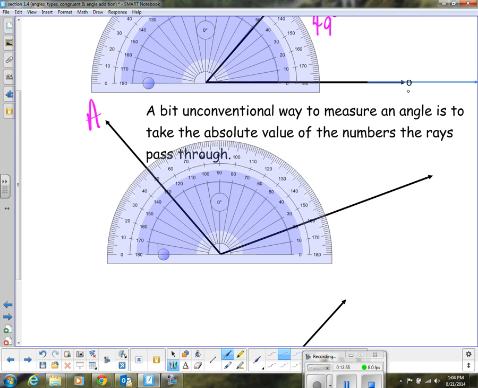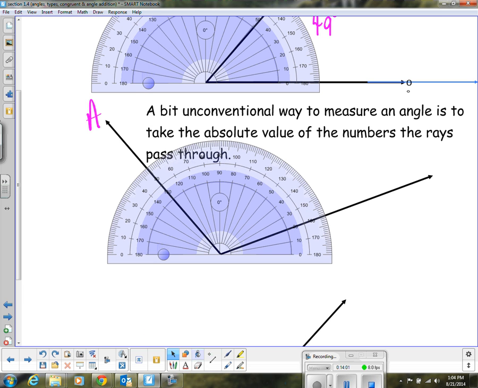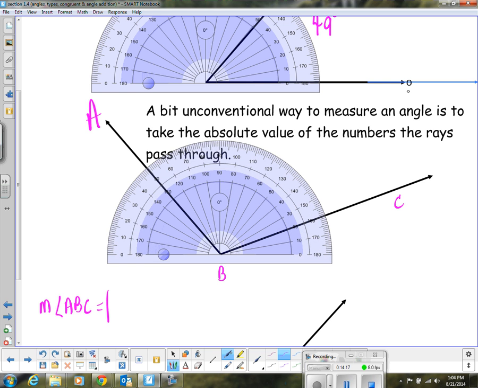So tell you what we'll do. We'll call this angle A, this B, and C. So the measure of angle ABC is equal to the absolute value. I'm going to use the inside numbers. This one looks like 20. So I'm going to say 20 minus, and this inside number is going to be 130. So that's going to be the absolute value of negative 110, or 110 degrees.